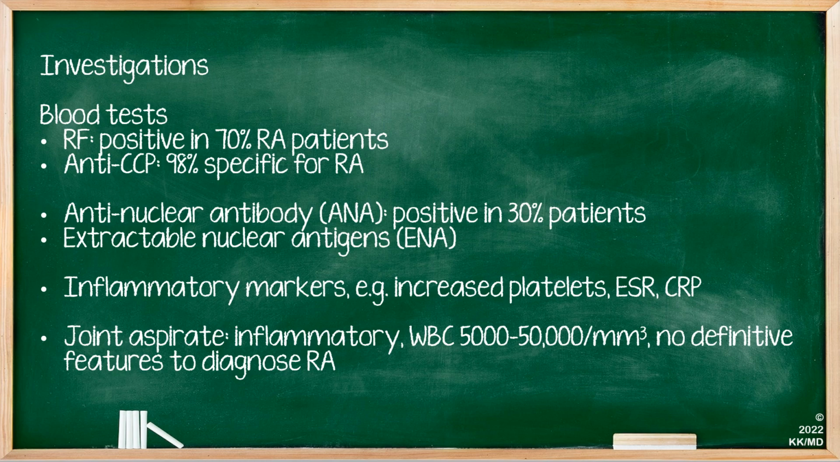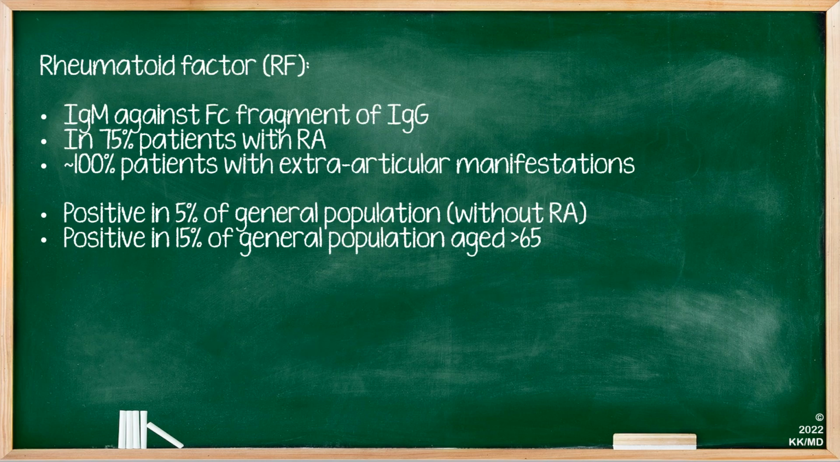Inflammatory markers are also tested, and these typically show increased platelets, as well as ESR and CRP. If a patient presents with a hot swollen joint, of course, this is an infective cause until proven otherwise, but should it be due to rheumatoid arthritis, it would show a typically inflammatory picture with white cells of around 5,000 to 50,000 per millimeter cubed, but no other definitive features really to diagnose rheumatoid arthritis.